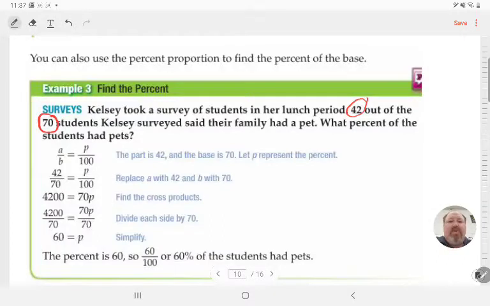So we just plug in what we know, we cross multiply, we get 4,200 equals 70p, divide both by 70, and P is 60, or 60% of the students had pets. Okay, so just plug in what you know and solve for what you don't know. All right.